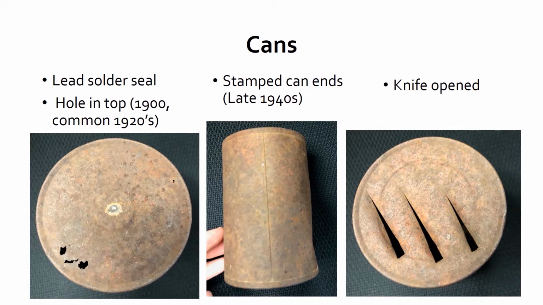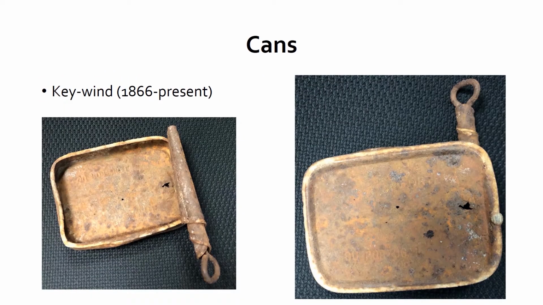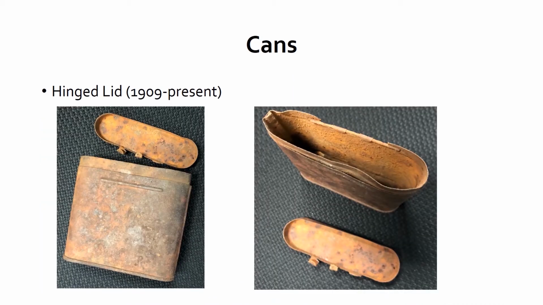In the center, you can see that the can top and bottom were stamped around, and then we have the way they opened it was with a knife, so you know that it had liquid contents. There's also the key wind, which started in 1866, and we still make them today. And the hinge lids, these are primarily used for tobacco tins.